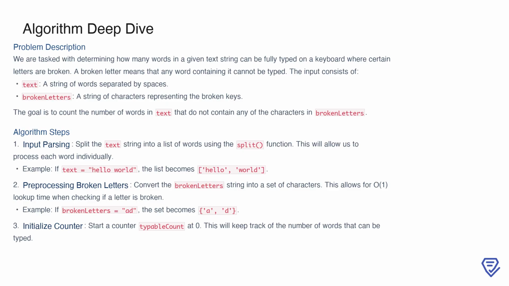To achieve this, we start by splitting the text string into a list of words using the split function. This allows us to process each word individually. For example, if the text is "Hello World", this becomes the list ["Hello", "World"]. Next, we convert the broken letters string into a set of characters. Using a set allows us to perform fast lookups when we check if a letter is broken. For instance, if broken letters is "ad", the set becomes {a, d}. Finally, we initialize a counter called typableCount to 0, which will keep track of how many words can be typed without using any broken letters.